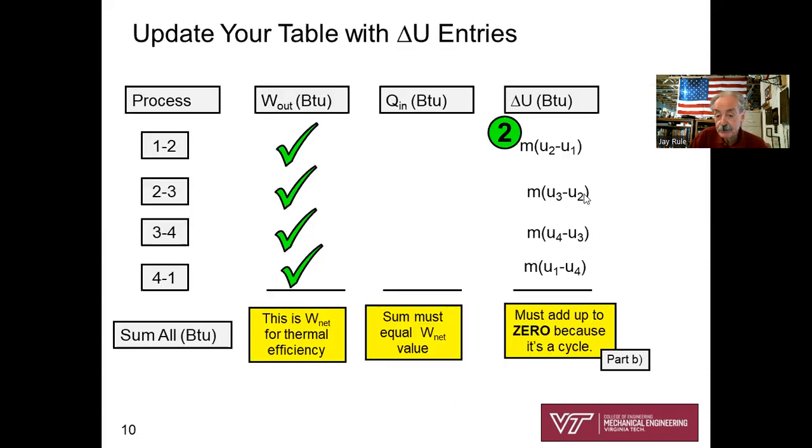So here we are, step 2. Now it's plug and chug to get these 4 numbers for the 4 processes. You've determined all of those on your own from the steam tables, and the mass, I think, was 1 pound mass. All right. Now we'll move ahead.